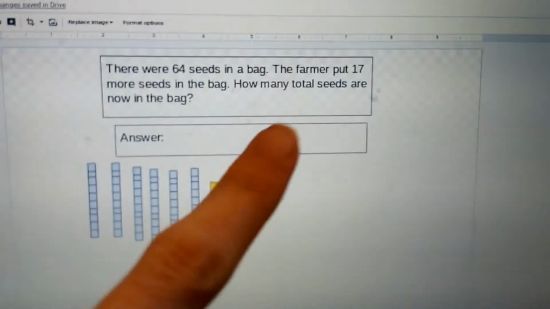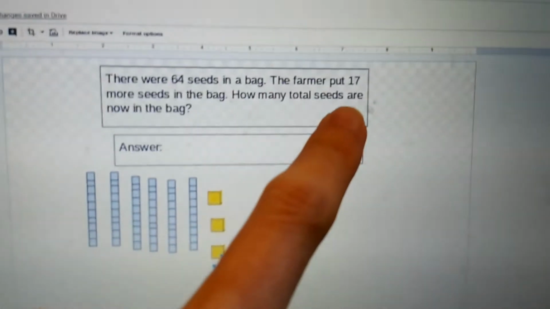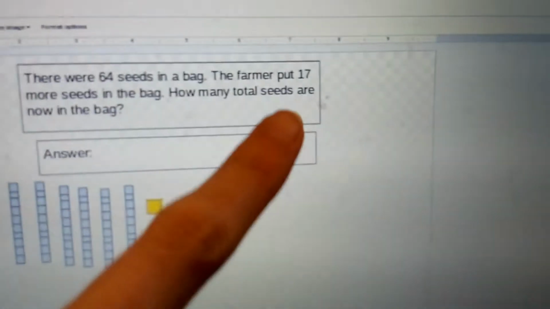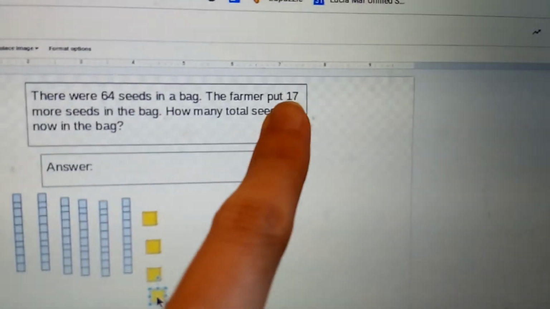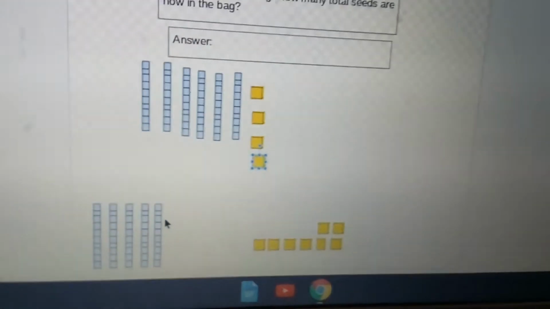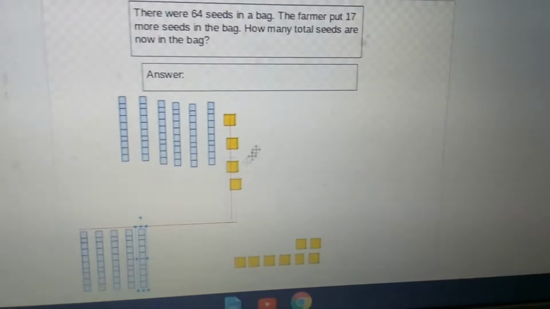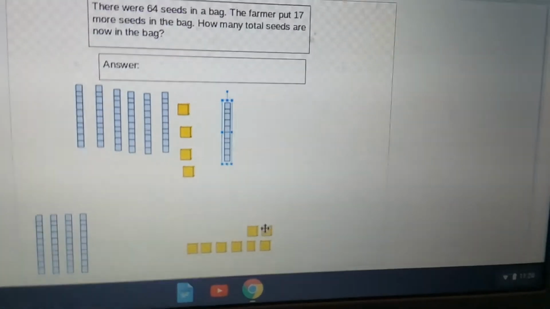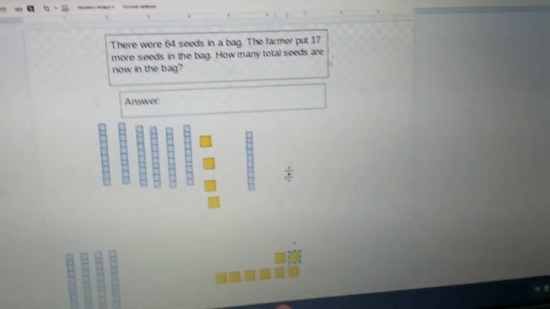The second number, according to our story problem, is 17 because the farmer put 17 more seeds in the bag. So when looking at the number 17, I see it has one group of 10 because there's a 1 in the tens place. So I'm going to go back down and grab 1 10 stick. 10. And I also see that there's a 7 in the ones place. So going down to my units again, I need to pull up 7 ones units.